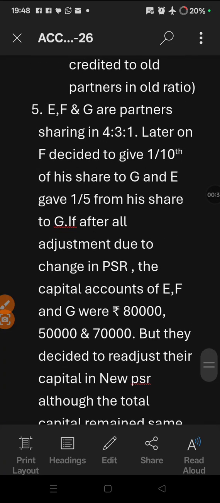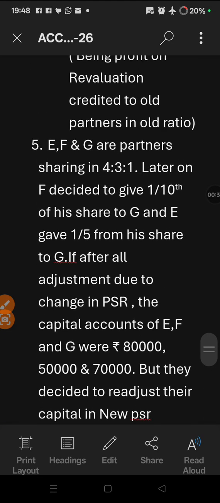What is the question? E, F, and G are partners sharing in 4:3:1. That means their old ratio was 4:3:1. Later on, F decided to give 1/10 of his share to G. Okay, so let us quickly find out the new share. Although I have done it earlier, once again I am coming to explain it to you.